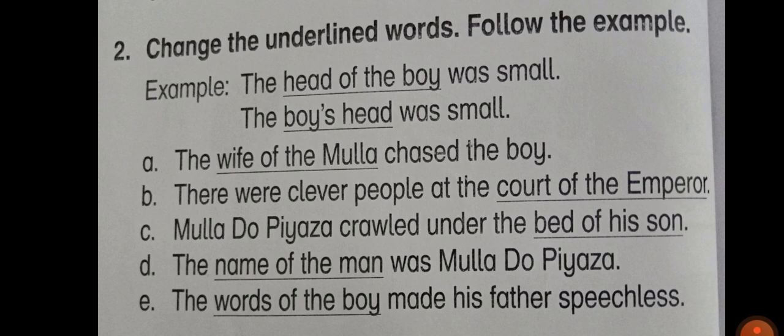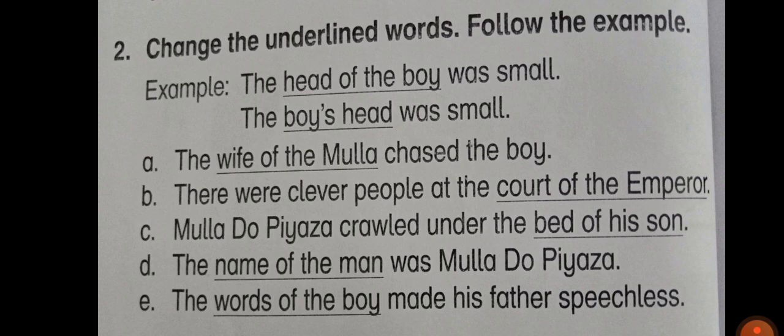So how are we going to do that? Instead of writing head of the boy, we will say boy's head. The boy's head was small. That means we are talking about the head that belongs to the boy. That's why we have added apostrophe s to the boy.